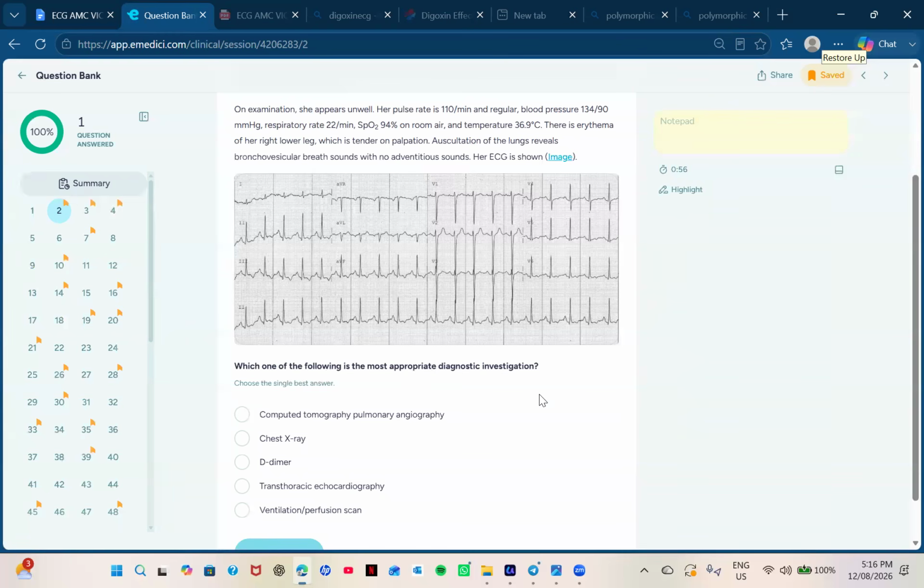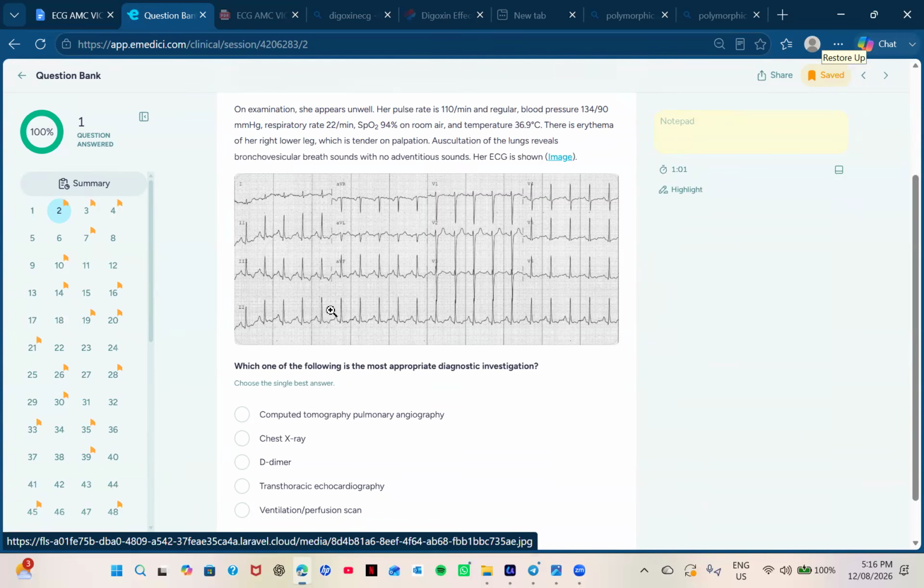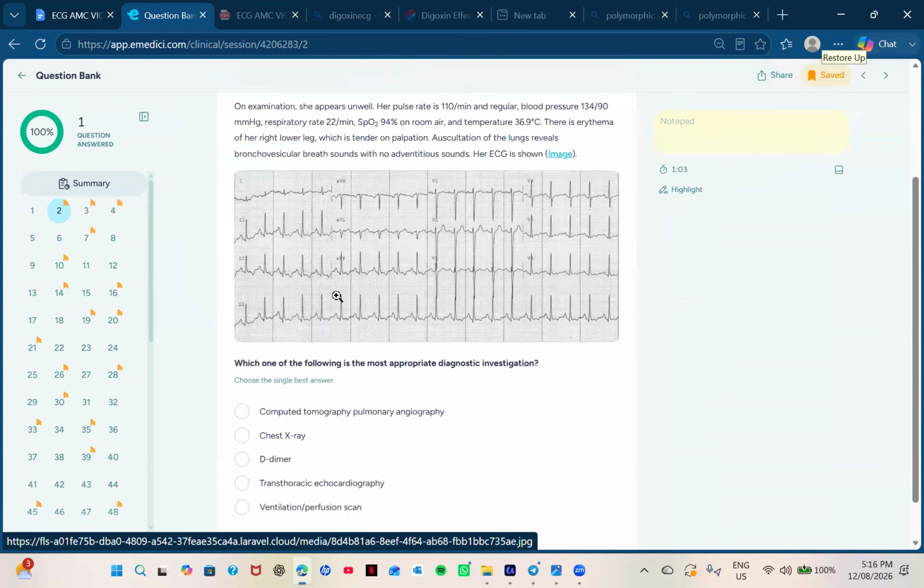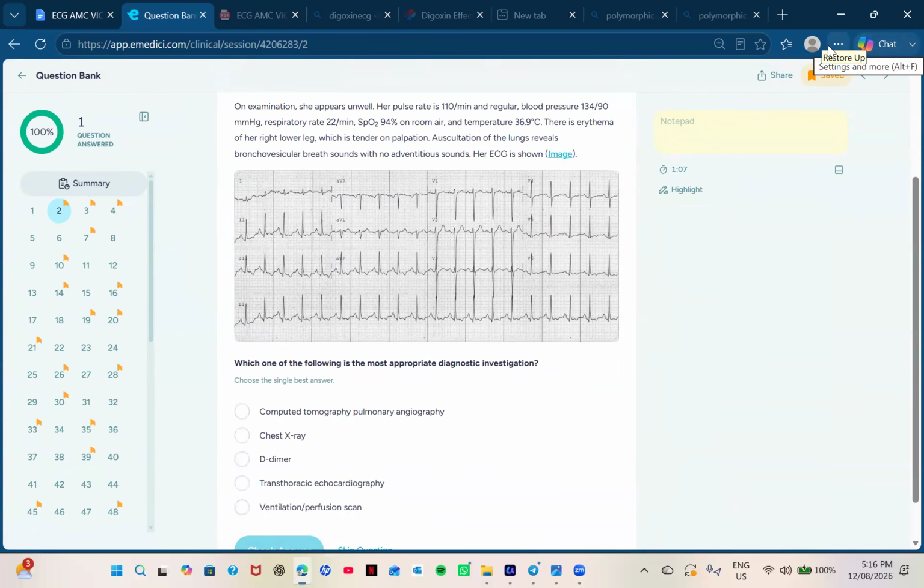Which one of the following is the most appropriate diagnostic investigation? So what do you think? What is this, doctors?